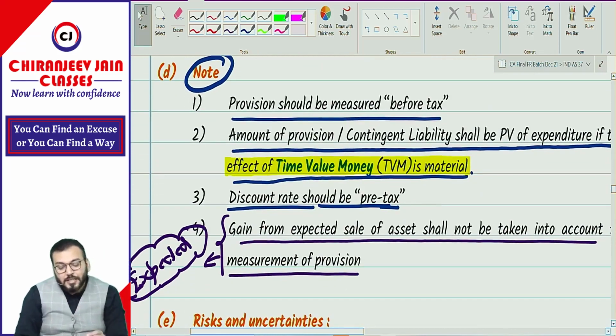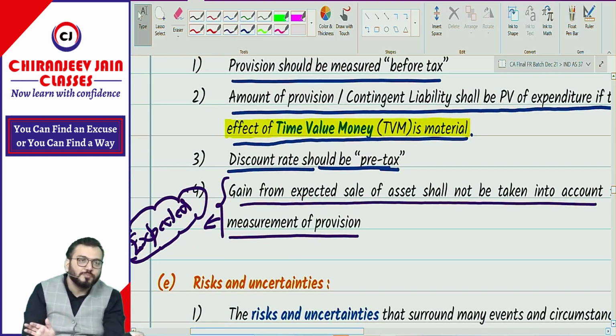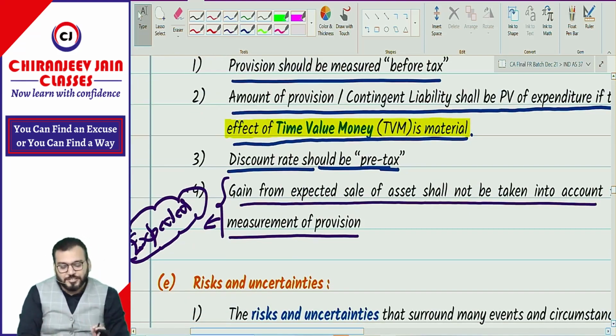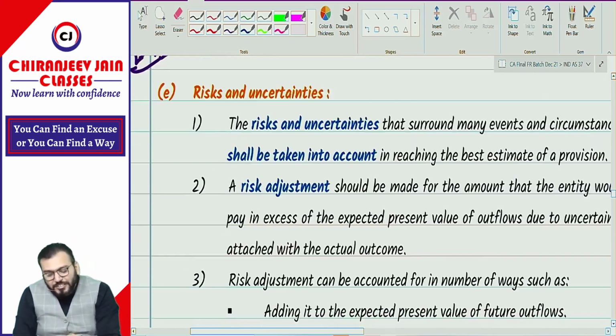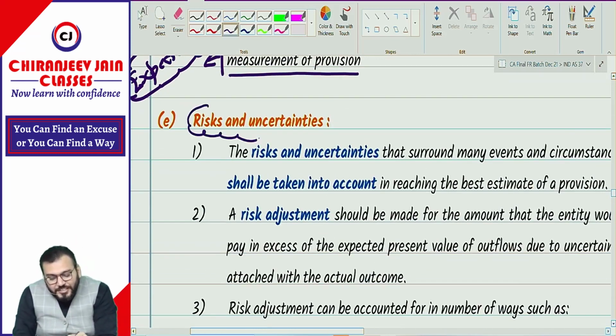Then provision should be measured before tax. Discount rate should be pre-tax. The amount will be the present value of expenditure if the time value of money is material. Gain from expected sale of assets should not be taken into consideration. Correct? Now, the last point for this is risk and uncertainties.